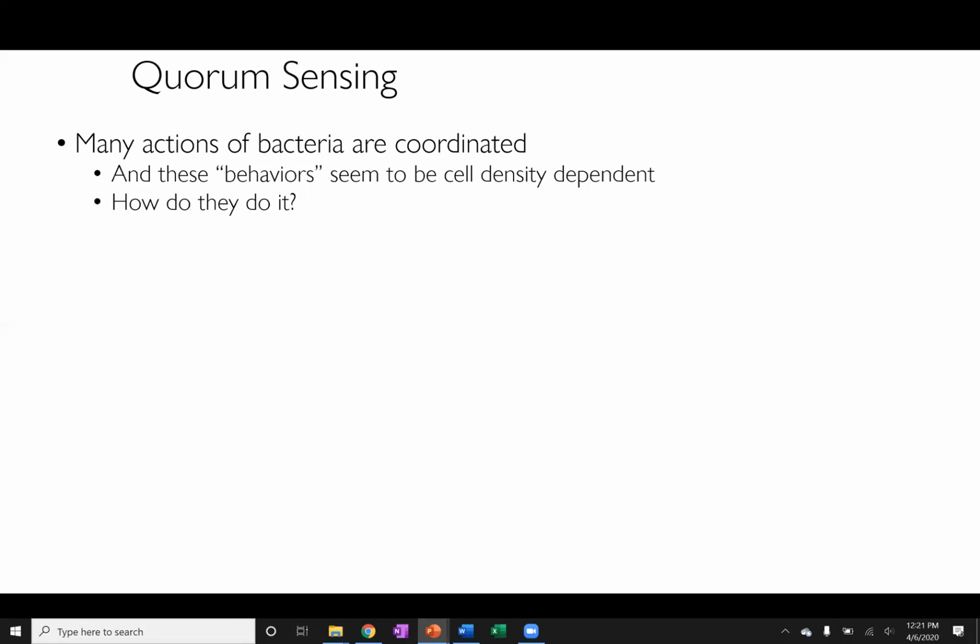That being said, because of this, many of the actions of bacteria have to be coordinated, and the behaviors are typically dependent on how dense the cells are around them. And essentially, they do this by talking with each other via chemical communication.